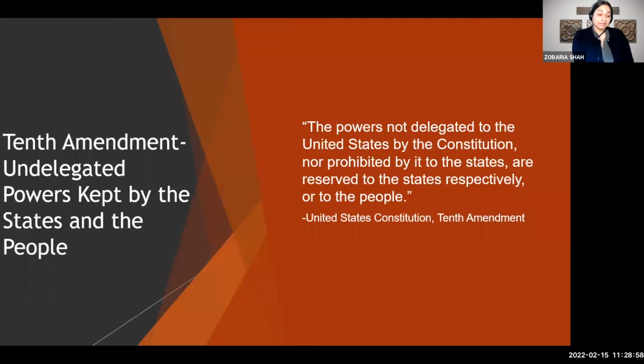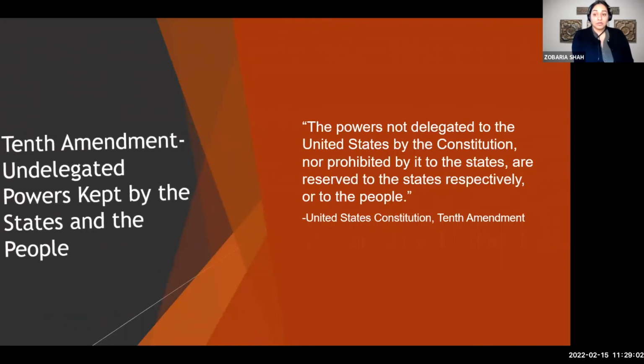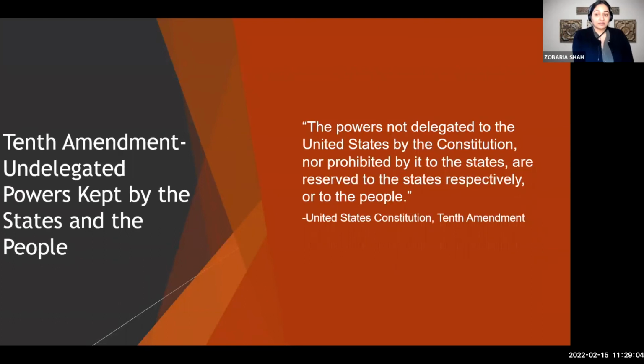And last but not least is the 10th Amendment. It basically says that states have rights, and the powers that are not designated by the federal government are state powers. It says the powers not delegated to the United States by the Constitution nor prohibited by it to the states are reserved to states respectively or to the people.